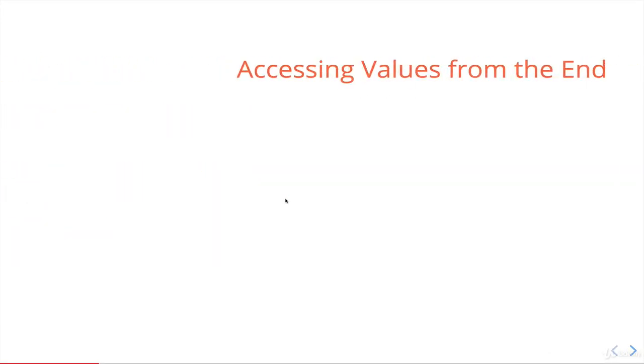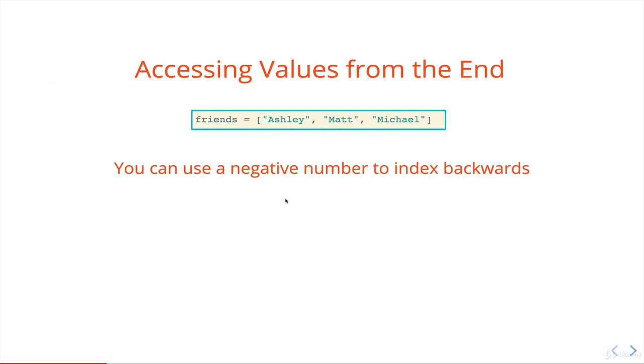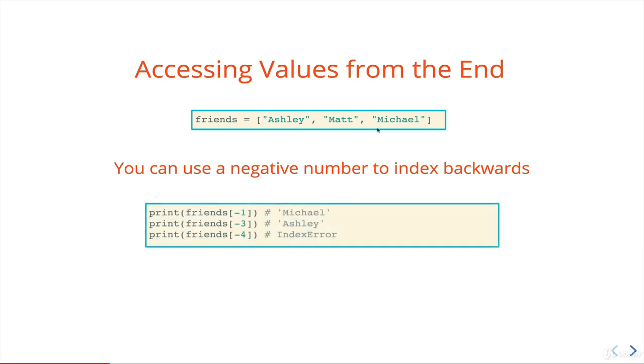So you might think that that would apply to negative numbers as well, but it doesn't. So the way that a negative number works is that it's going to work backwards. So with the same friends list that we have here, Ashley, Matt, and Michael, if we did friends of -1, it starts counting backwards. So -1 is Michael. And Ashley is -3. So -1, -2, -3. And we get Ashley, but if we did -4, we get the same index error.